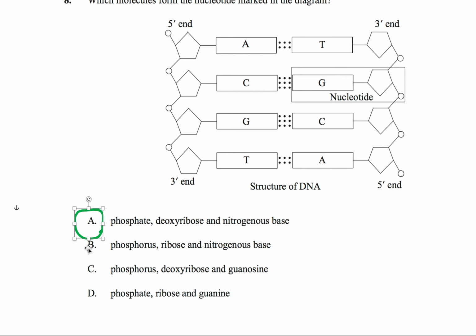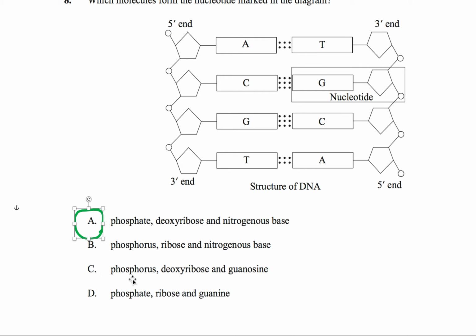So B here will be phosphorus. There is a phosphorus. Ribose. So ribose is a sugar, like I said. This could be a sugar, but ribose is the sugar for RNA. Remember, RNA stands for ribonucleic acid, ribose sugar. Whereas DNA stands for deoxyribonucleic acid. So we know this won't be ribose because it's a DNA structure. So it can't be B for that reason.